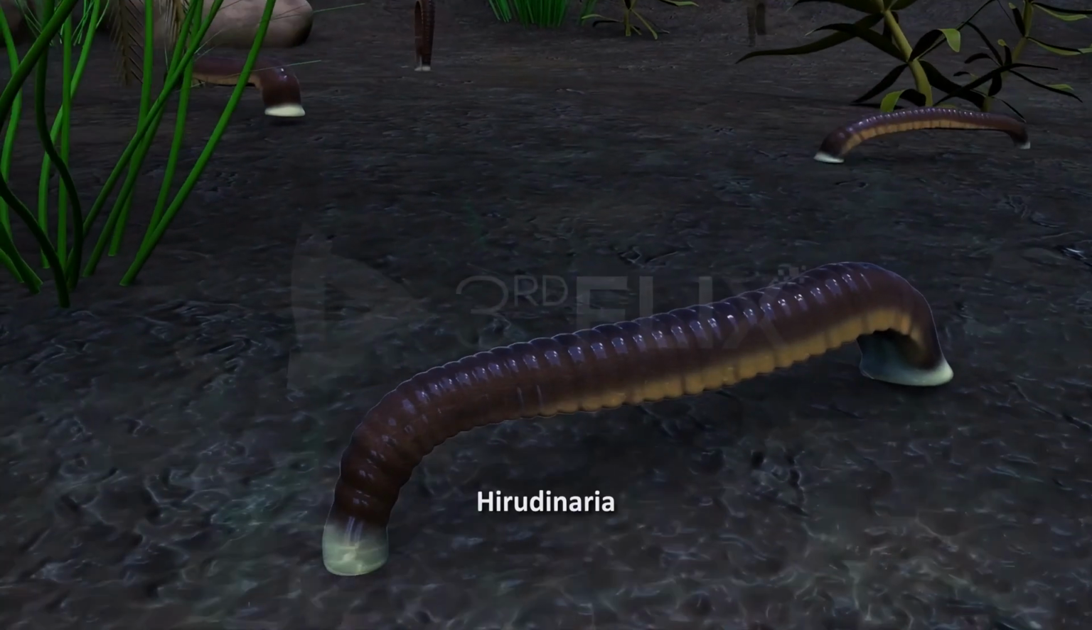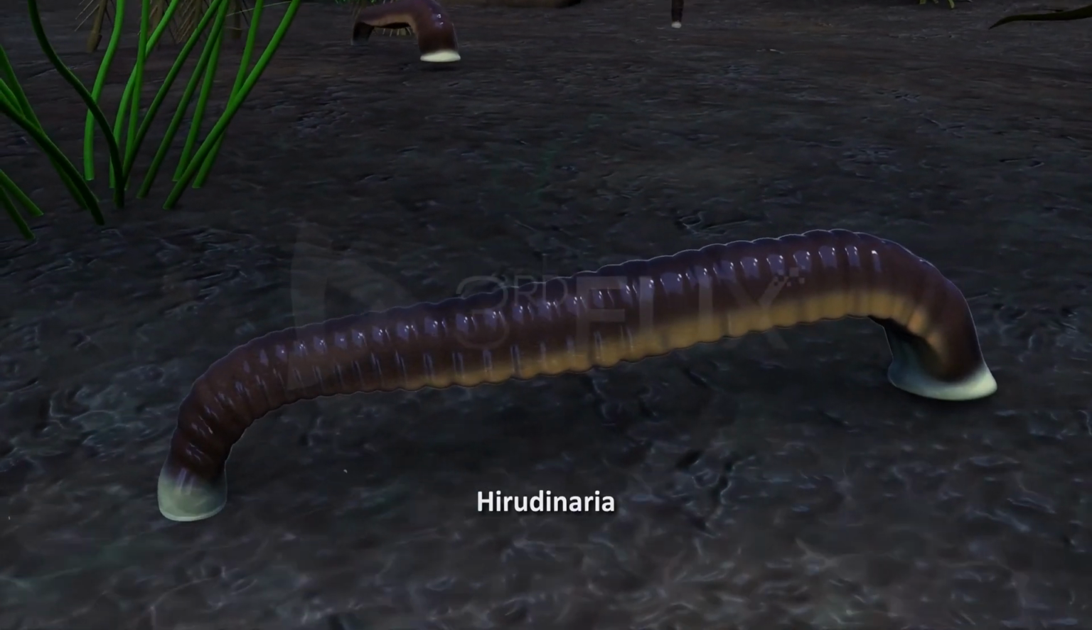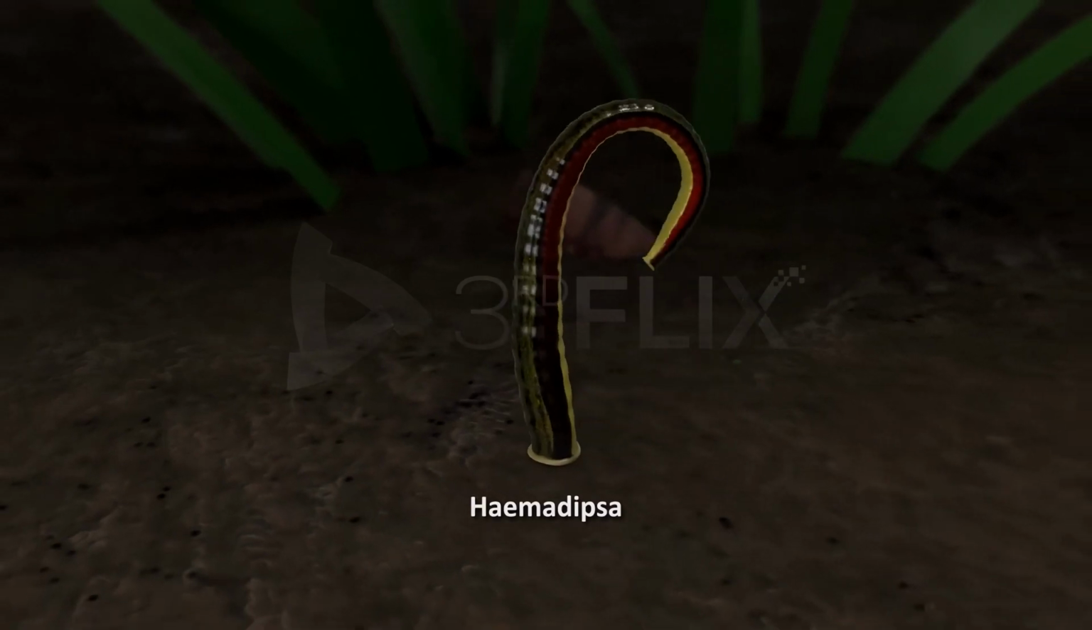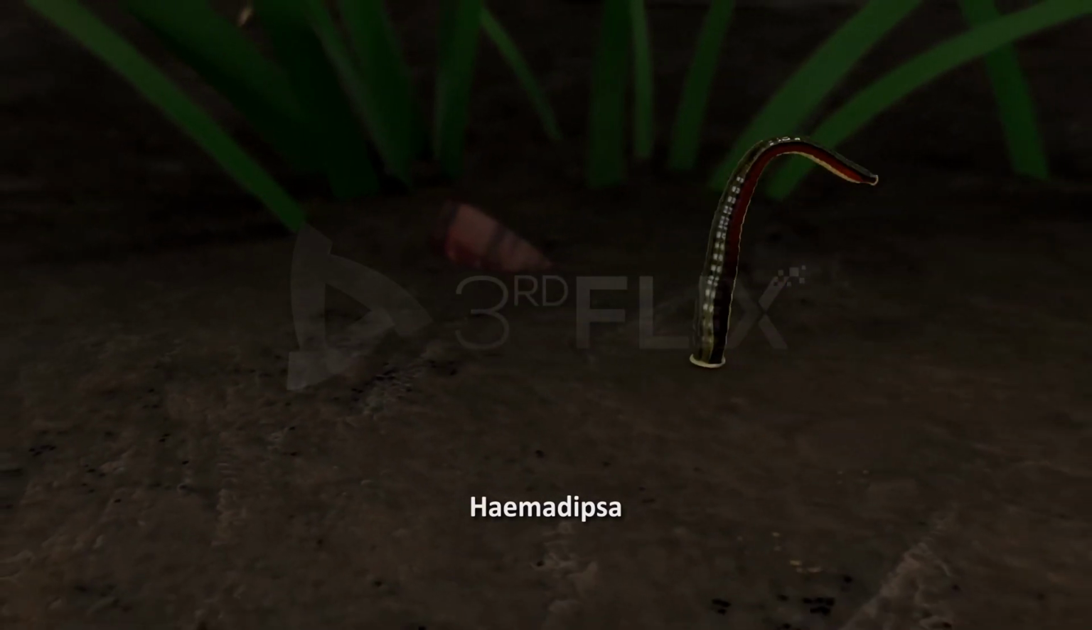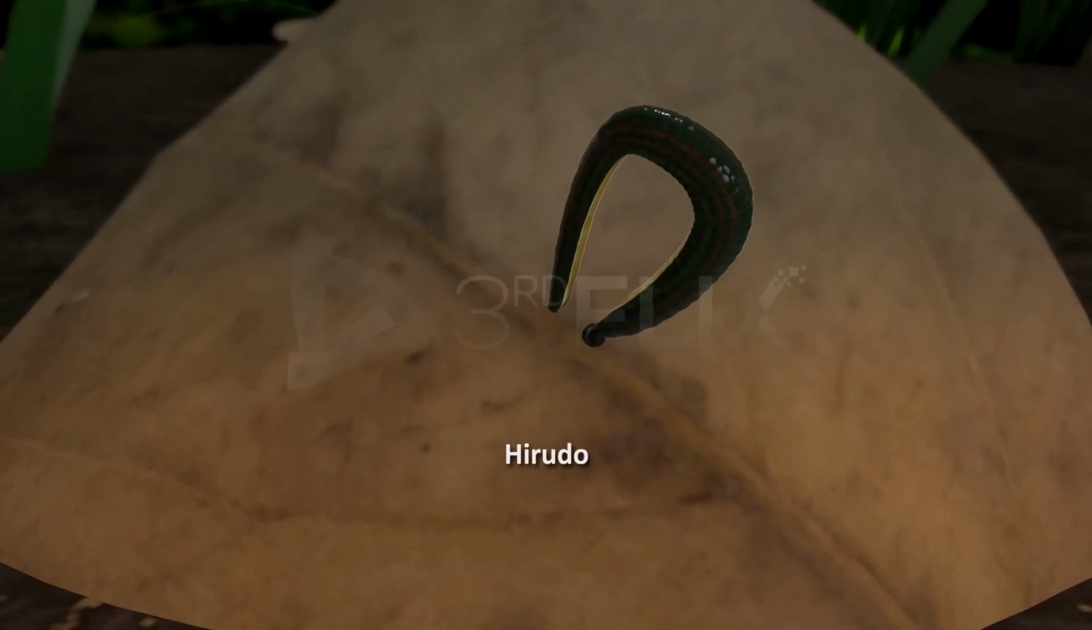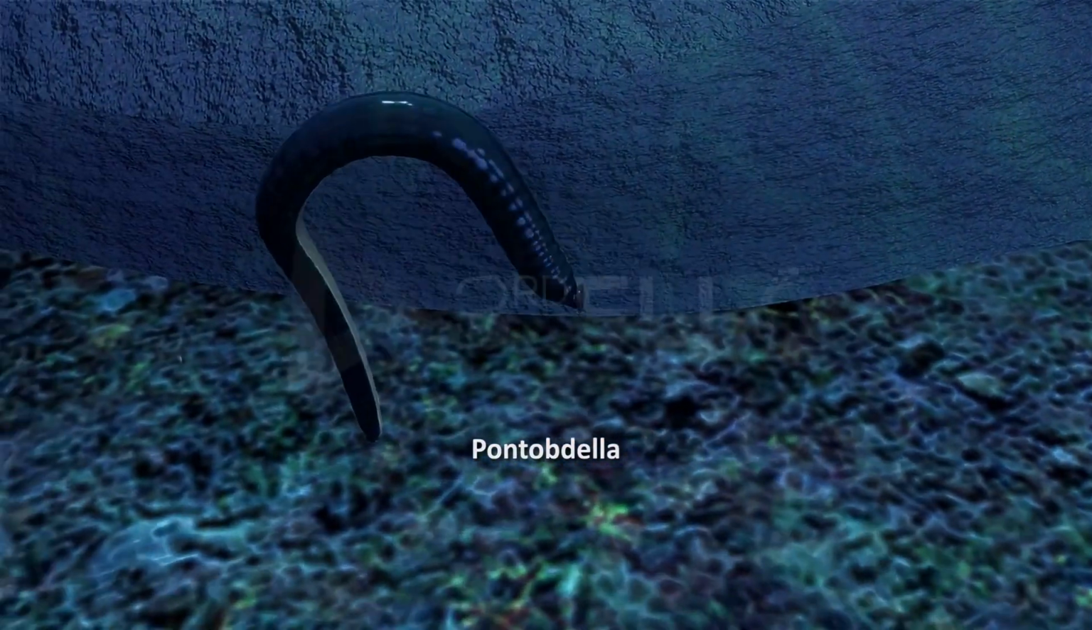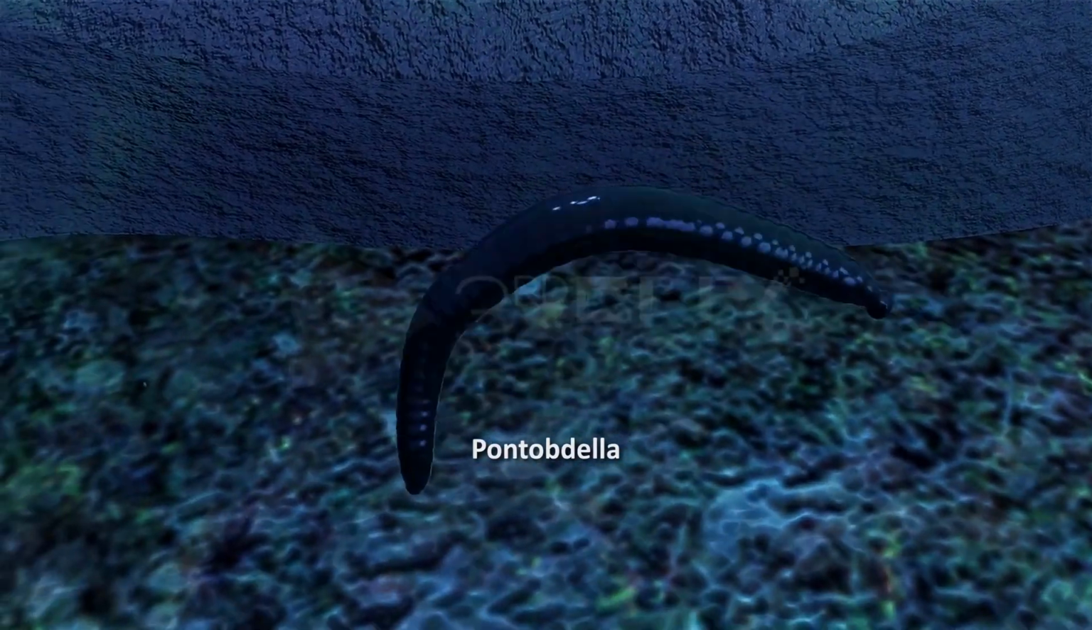Examples include Hirudinaria, the Indian cattle leech, Hemidipsa, the terrestrial leech, Hirudo, the medicinal leech, and Pontobdella, the marine leech with setae, also called skate sucker.